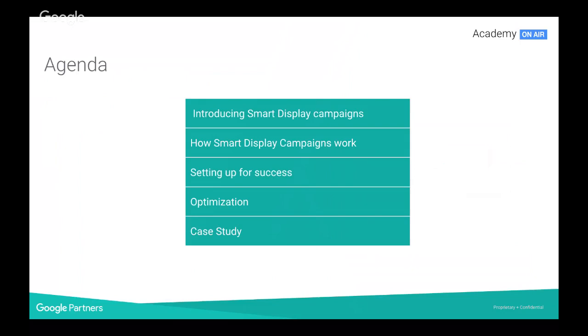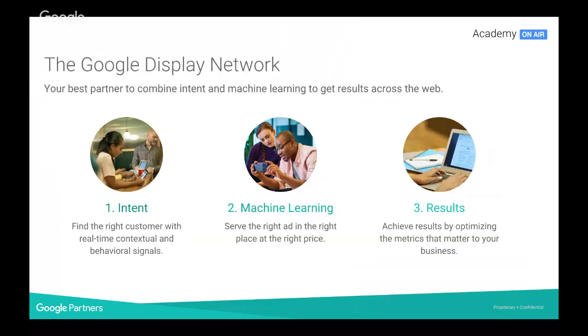So what we'll go over today is, first of all, I'll introduce to you this unique campaign type. I will describe to you how exactly it works and what types of targetings it actually combines within itself. Then we will, by all means, touch in detail on how you set it up for success, how you manage it, how you optimize, and then finally we'll bring a live example to you and discuss that a little bit. So let's begin.